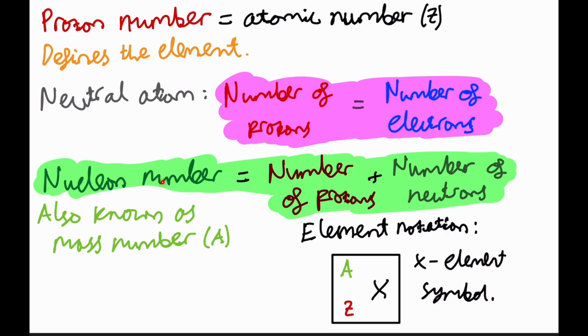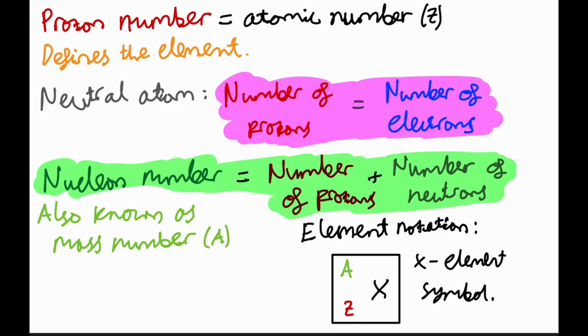And the nucleon number is just the number of protons plus the number of neutrons. It's also known as the mass number and is denoted by A. And the atomic number is denoted by Z.